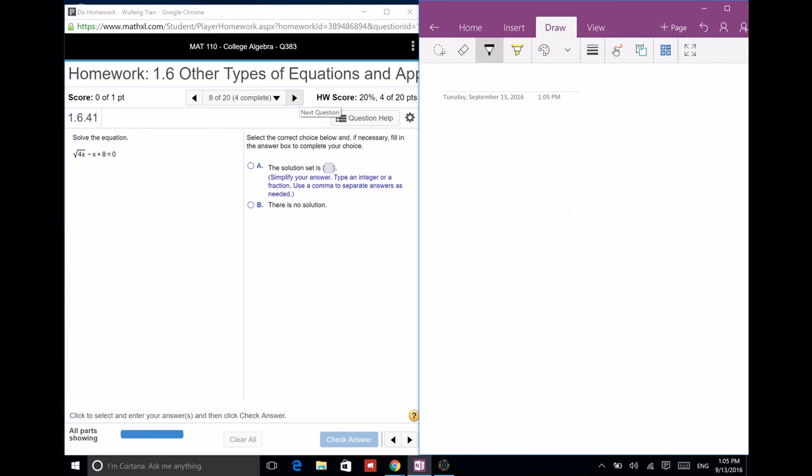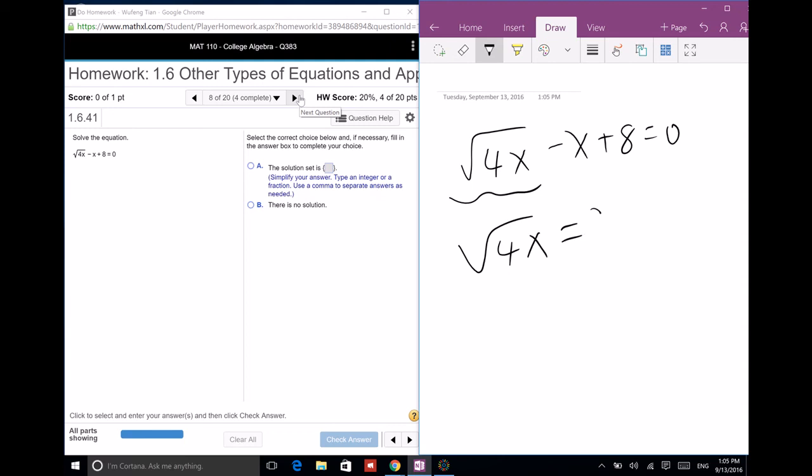The next one, square root of 4x minus x plus 8 equals 0. Now you can see there is a root here. We want to get rid of the radical. So negative x, you shift to the other side, it's positive x. Shift the positive 8 to the other side, it's minus 8. Then you square both sides. You get 4x equals (x minus 8) squared. You solve that equation. Okay.